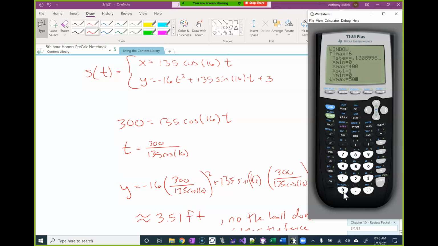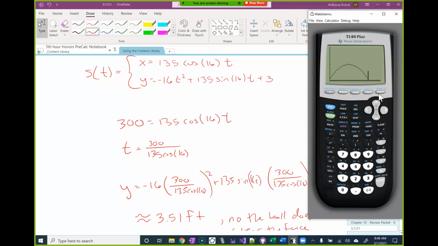And I'm going to hit graph. So there's my ball. And there's my fence. And you can see there that definitely that ball didn't clear the fence, right? You guys cool? Okay. So again, that just kind of backs up what we were seeing algebraically, or numerically, I should say.